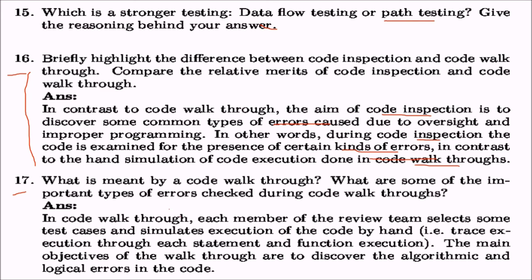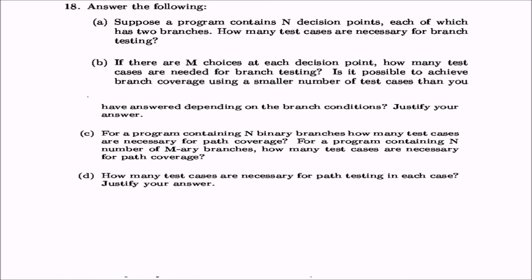In code walkthrough, each member of a review team selects some test cases and simulates execution of the code by hand. That is, traces execution through each statement and function execution. The main objective of code walkthrough is to discover the algorithm and logical errors. While in code inspection, we try to examine the code in order to find various different kinds of errors. But when people are handling things with work on paper, then the algorithmic or logic errors may surface out.